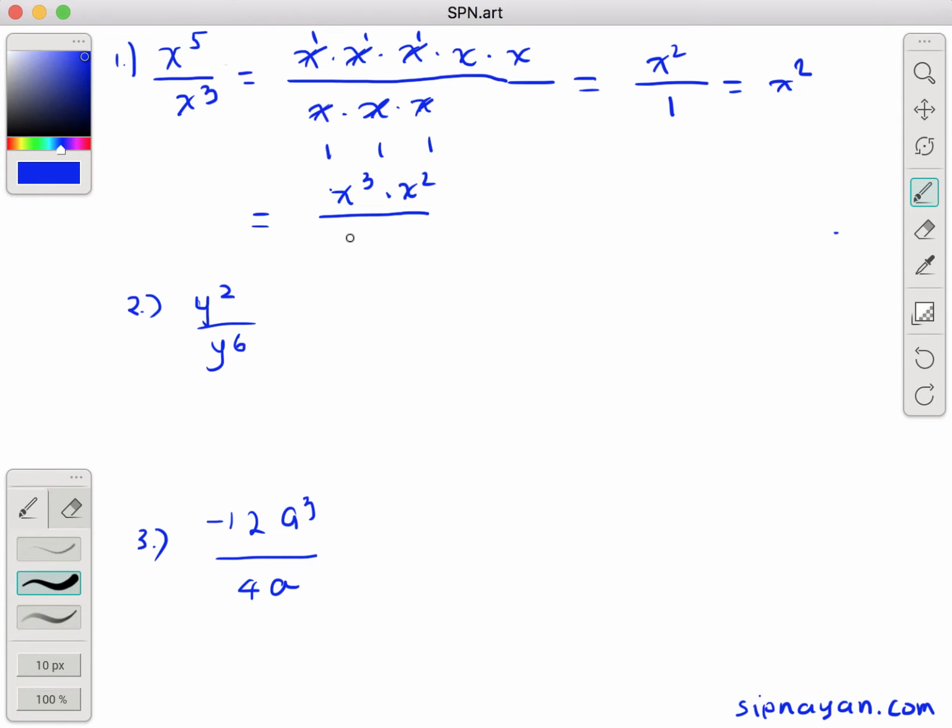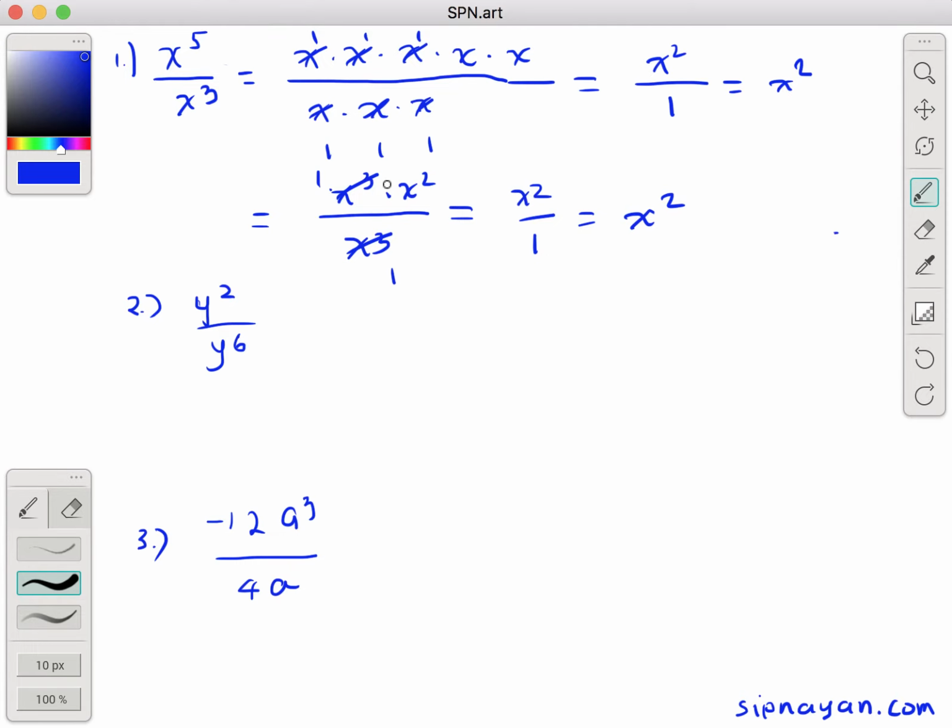So, yung denominator natin is x cubed. Therefore, we can divide both the numerator and the denominator by x cubed. This becomes 1. This becomes 1. And 1 times x squared is x squared. And then meron tayong denominator na 1. Meaning x squared over 1 or x squared divided by 1 is x squared.